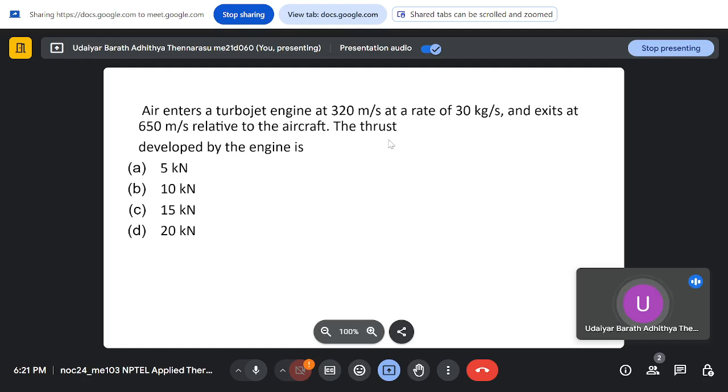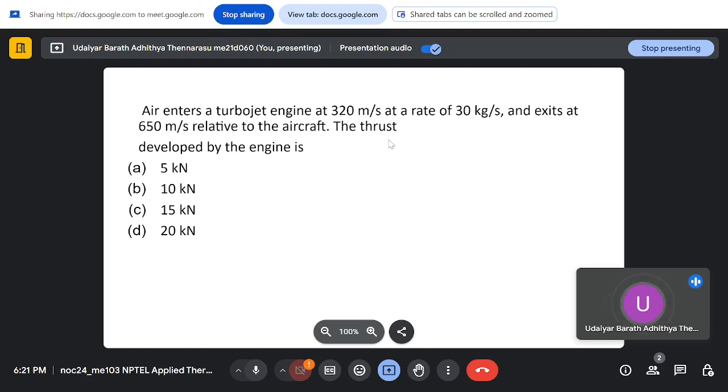So now we have a problem here. Air enters a turbojet engine at 320 meters per second at a rate of 30 kg per second and exits at 650 meters per second. Relative to the aircraft, the thrust developed by the engine is, you have to find out the thrust.